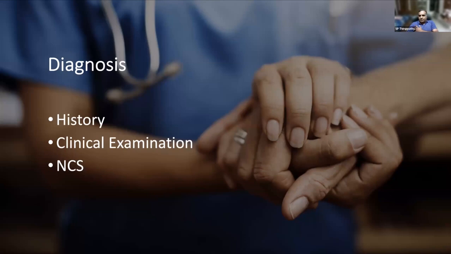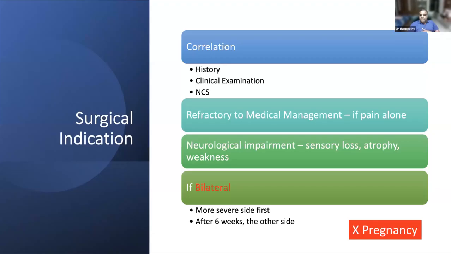So diagnosis most often comes from a correlation of history, clinical examination, and nerve conduction study, plus or minus imaging, as beautifully demonstrated by Bavaharan. So what are the surgical indications? Dr. Vijayan said the patient will not forgive you for mishappenings. I would say that if you get a correct correlation and pick up a correct surgical indication, the patient will be more thankful to you.